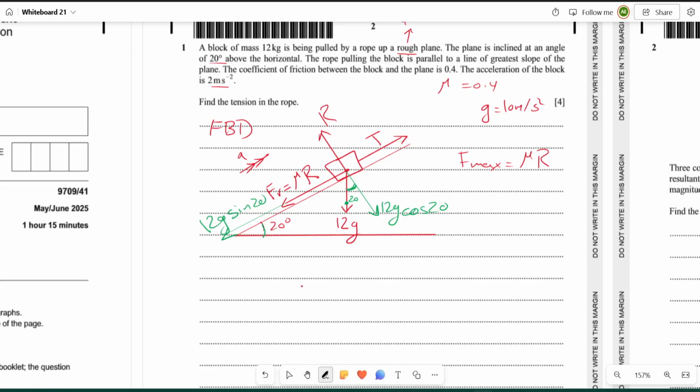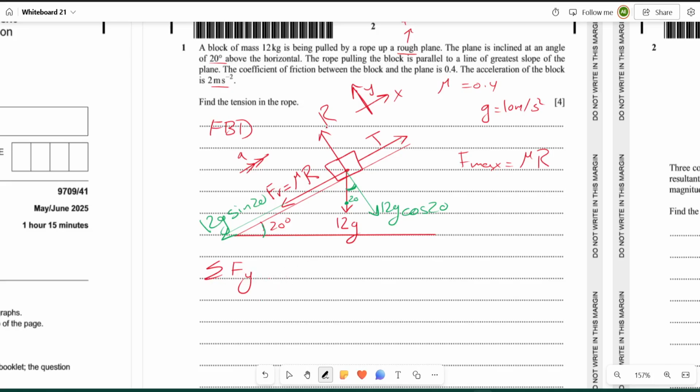Now I'm ready to use my Newton's second law. Here there is an acceleration, so I'm going to do the sigma f in y first, in the y direction. This is y, this is the x. Usually it's best to always start with the y direction, and I will tell you why.